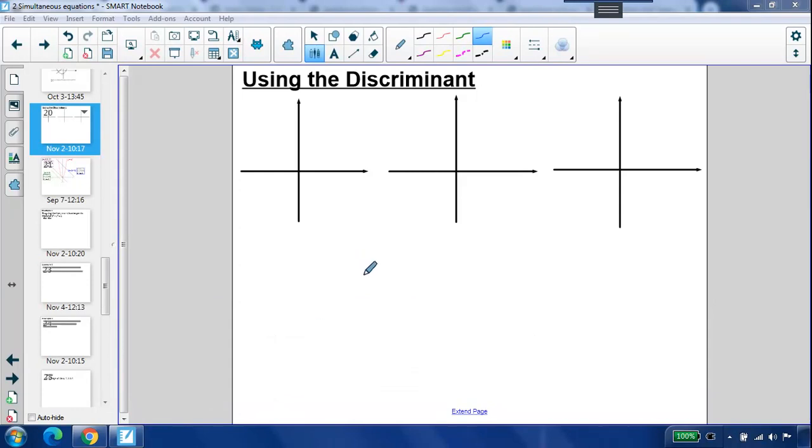Hi everyone, this is the next video on simultaneous equations. We're going to be looking at using the discriminant to help with what we've covered so far.